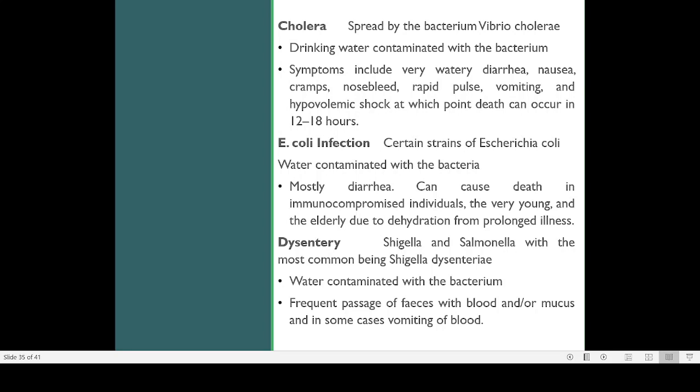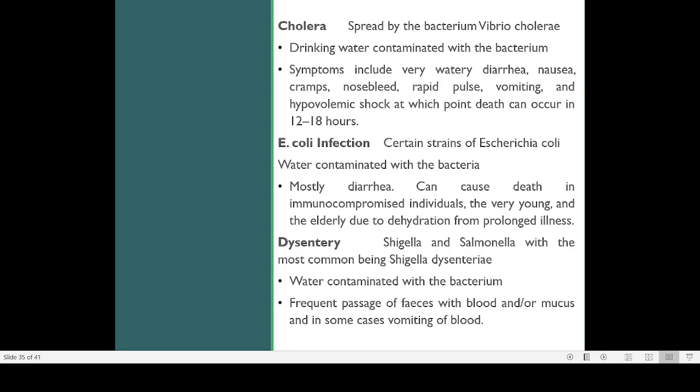And basically, it is affected by drinking contaminated water. That is water which is polluted or contaminated, containing this bacteria. If a person is drinking contaminated water, then he or she may get this disease known by the name cholera.